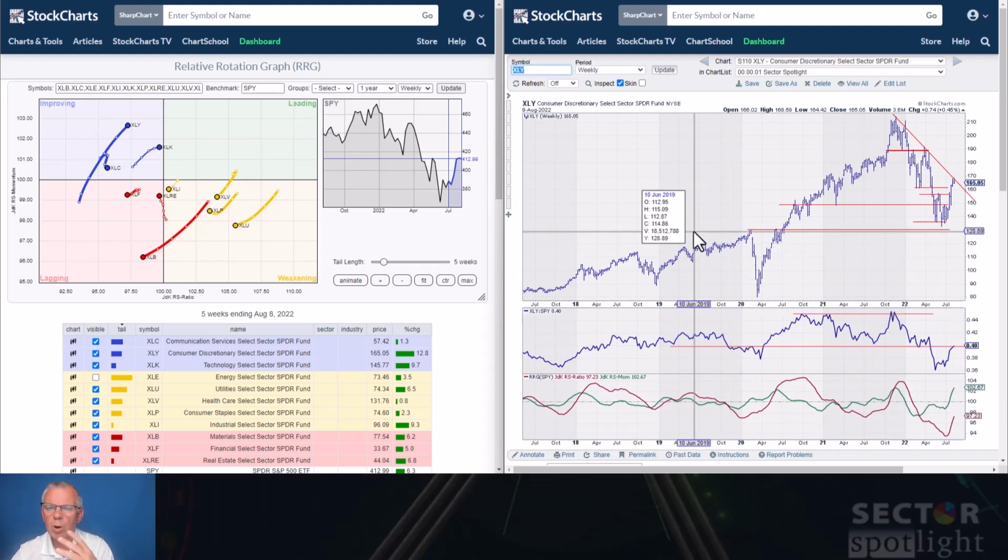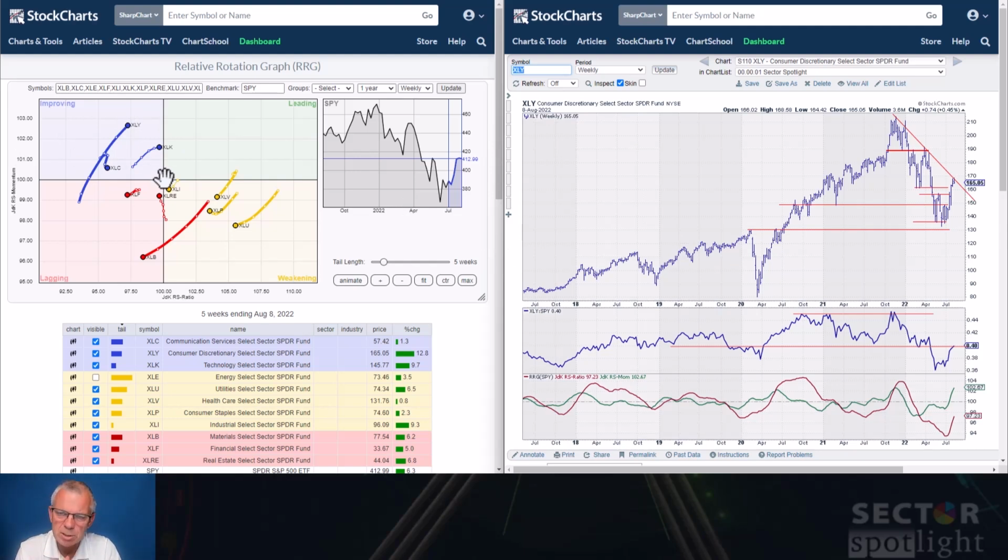So all in all, I see basically only two sectors that are doing really well, discretionary and technology. I see financials and materials doing really badly. They are pushing into the lagging quadrant. I see strength for growth and weakness for value. That's not strange. That's coming from discretionary and from technology.